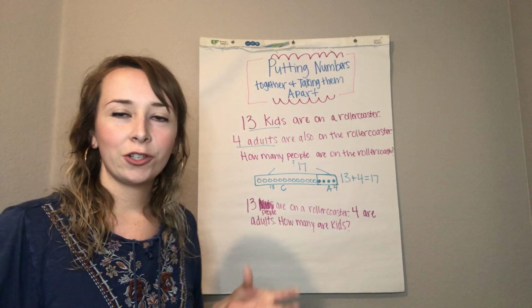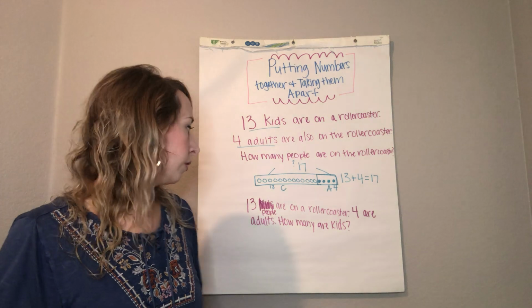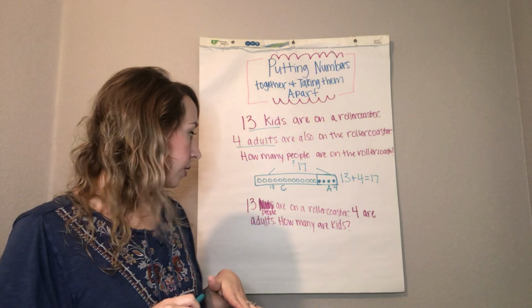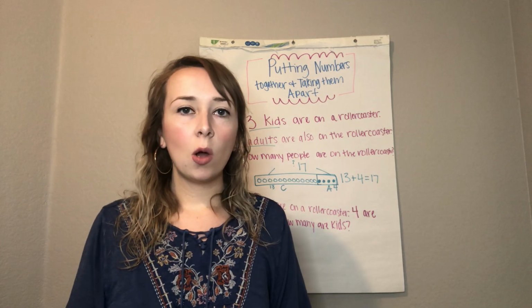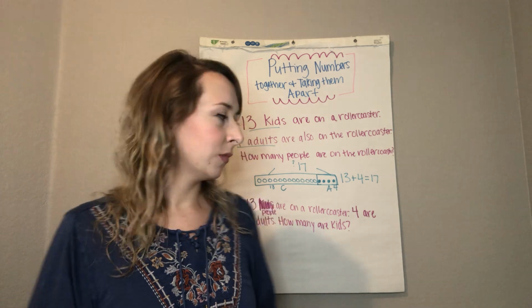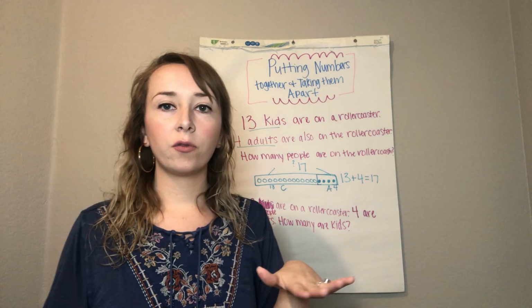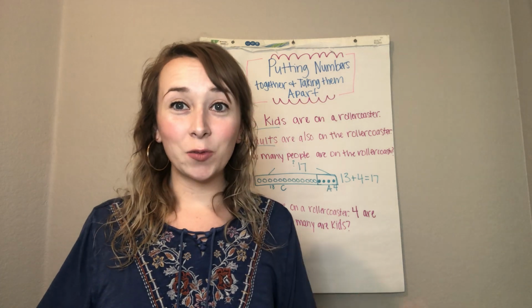Okay, I'm going to reread it too just to really sink it in. So there's 13 people on a roller coaster. 4 of them are adults. How many are kids? Is this going to be an addition or a subtraction problem? You had 13 people, 4 of them are adults, so how many are kids? This is actually a subtraction problem.